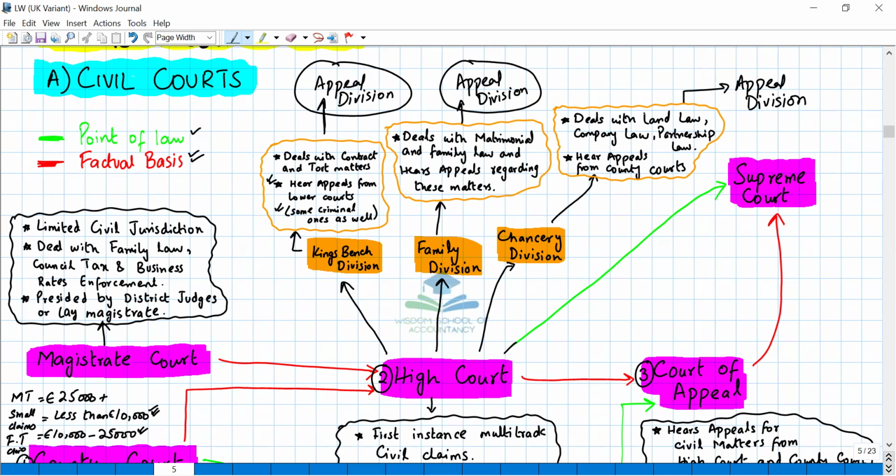Then the Chancery Division deals with land law, company law, partnership law, and also hears appeals from the county court regarding these matters, and the appeal is heard by the appeal division of the Chancery Division. So each division of the High Court has a further appeal division which hears appeals from the lower courts. Clear?